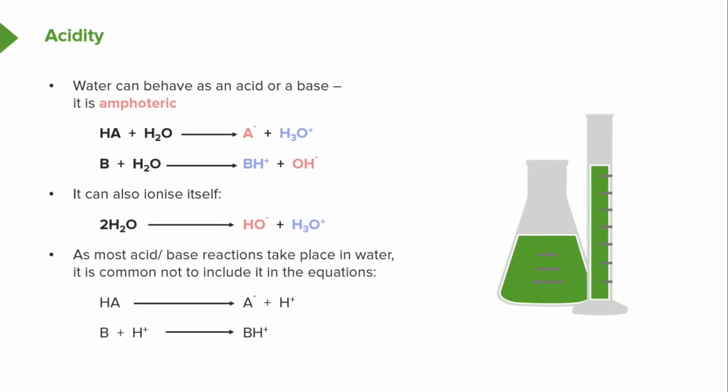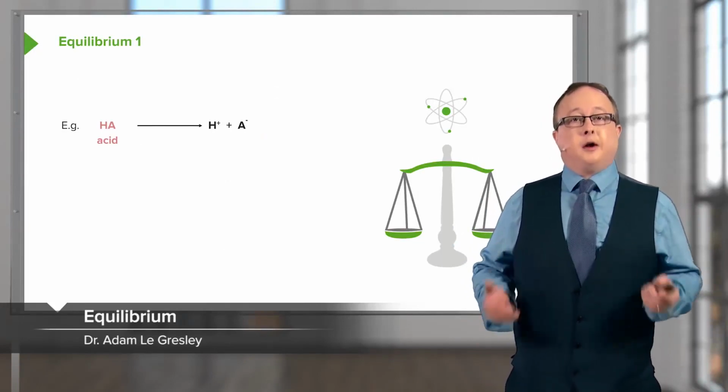As most acid-base reactions, as I've said, take place in water, it is common not to include the water directly in the equation. So you'll often see acid-base equilibria, acid-base equations, written as the following, where HA is shown to separate or lyse into A- and H+. And a base, shown here as a neutral species, although sometimes they are ionic and negatively charged, reacts with H+ to give BH+. So these are the two types of compounds or types of equations I'd like to introduce to you in this lecture. What do we mean by equilibrium?